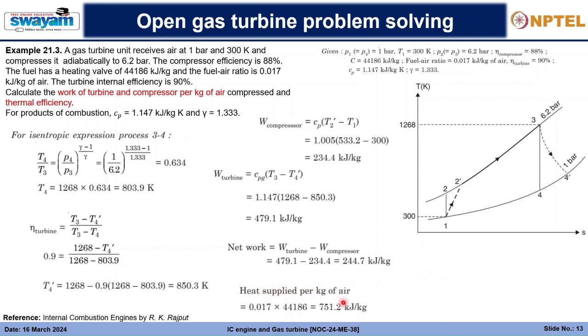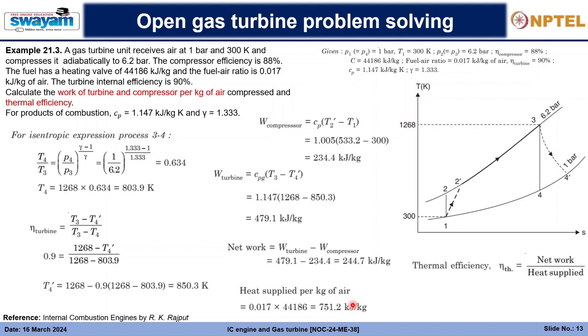Then heat supplied per kg of air. The heat supplied per kg of air, we can directly calculate by fuel air ratio into the calorific value of fuel. So that way we can get it, and if you also solve it in this way, Ma plus Mf whole mass into the Cp into the temperature difference, in that way also if you calculate, you will get the exact same value. So that is heat supply per kg of air.